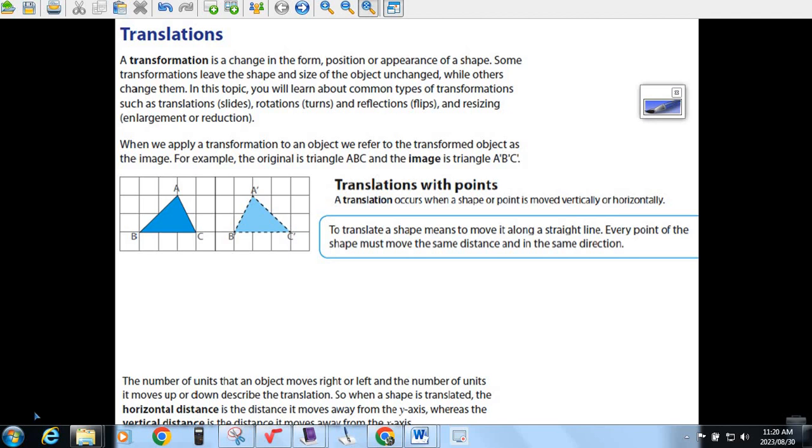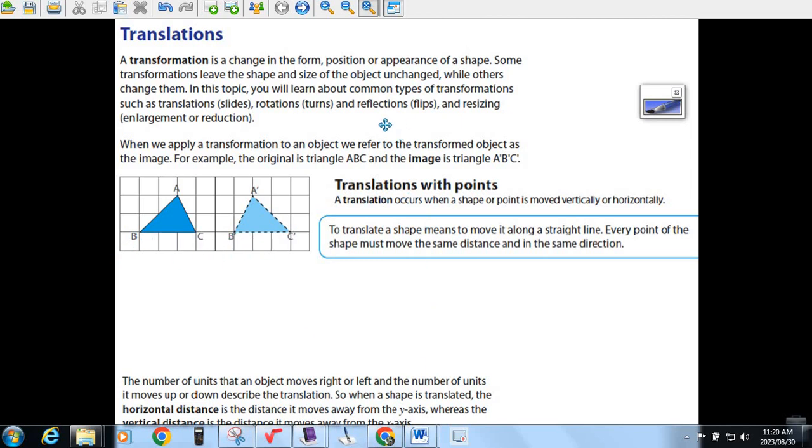Okay, let's look at our next section here, which is called transformations, and that's when you're moving the position or appearance of a shape. That's what a transformation is. We're going to look at two types, actually. We're going to look at translations, where we're just sliding a shape. We're keeping the shape exactly the same, but just sliding it.